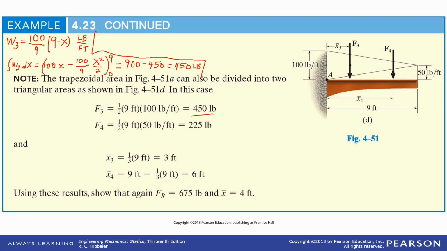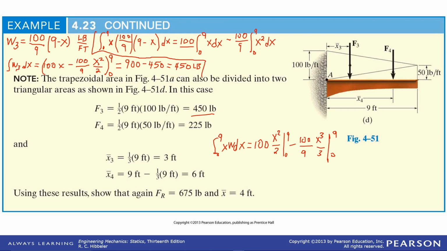Now let's do the integration of x w3. We've got the integral of x times w dx, which is 100 x dx minus 100 over 9 times x times x, x squared dx. So we can write down the integral of xw dx as 100 x squared over 2, evaluated between 0 and 9, minus 100 over 9 times x cubed over 3, evaluated between 0 and 9. Now we just substitute the 9 in and crunch the numbers.